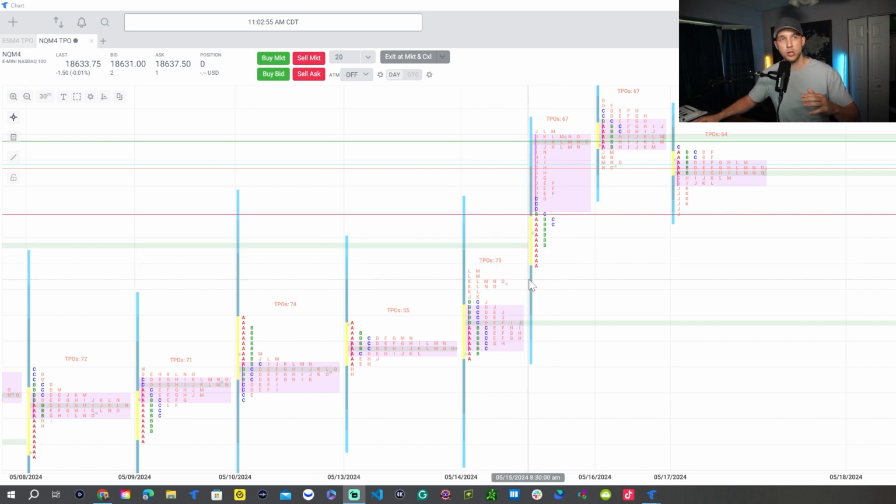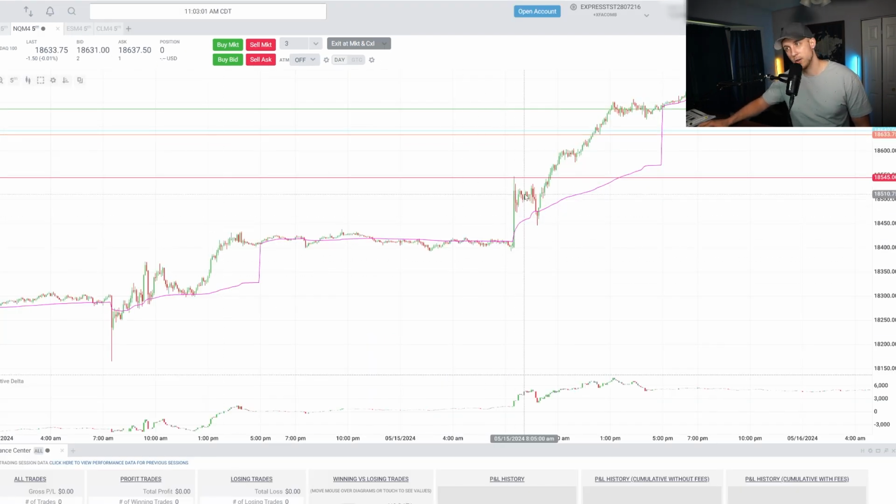Again, this is a TPO chart. This might be confusing, but if you don't know what this is, go look at a previous video. Then going back to the chart, this is exactly what you saw on the TPO chart. On the actual candlesticks, we fill the gap down and continue straight up.